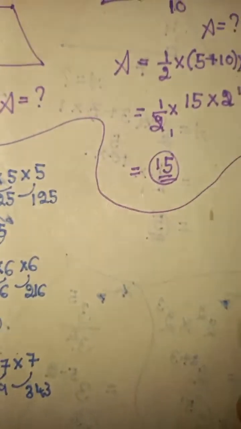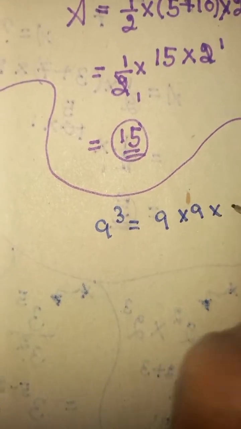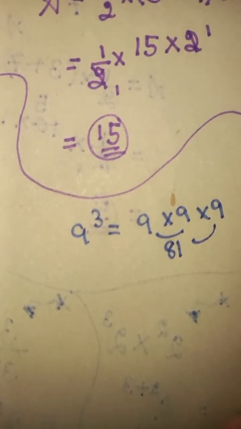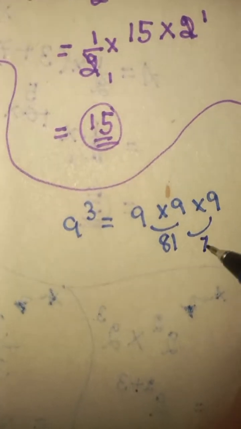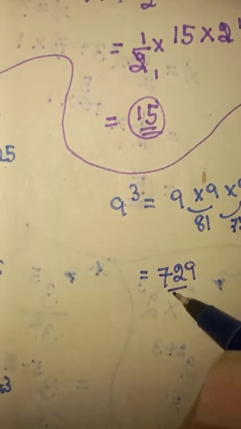Let's take the next one, that is 9 cube. 9 cube means it is 9 times 9 times 9. 9 times 9 is 81. 81 times 9: 80 times 9 is 720, plus 1 times 9 is 9. So it is 729.